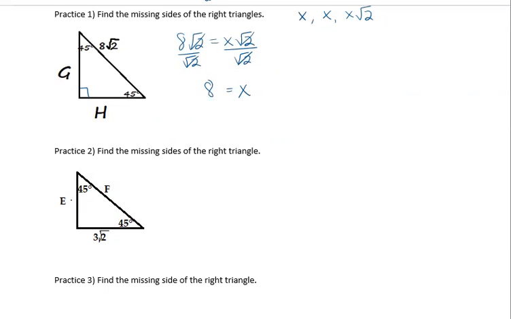The other sides, G and H, are just equal to x. And I just said that x was 8. So that one was nice.